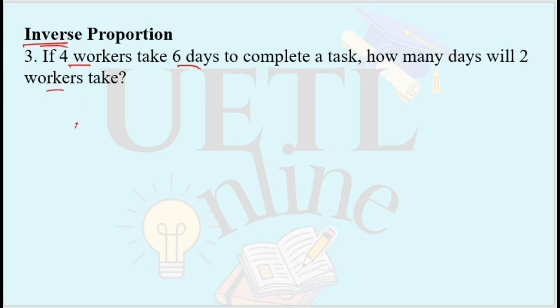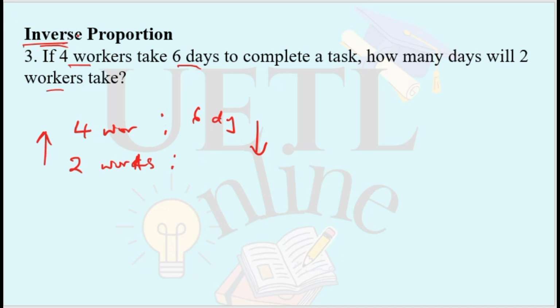We have 4 workers. They are going to complete in 6 days. How many days will 2 workers need to complete? In this case, you see that the number of workers has decreased. Let's say it's increasing going this way. This means that the number of days is going to increase. You see that this arrow I've drawn from smaller to bigger number, and here also from smaller to bigger number. So this means that it's going to increase. When you see these arrows, just draw them from smaller to bigger number on each side. When you see these arrows going in different directions, this means that it's an inverse proportion. So what do we do to solve this?